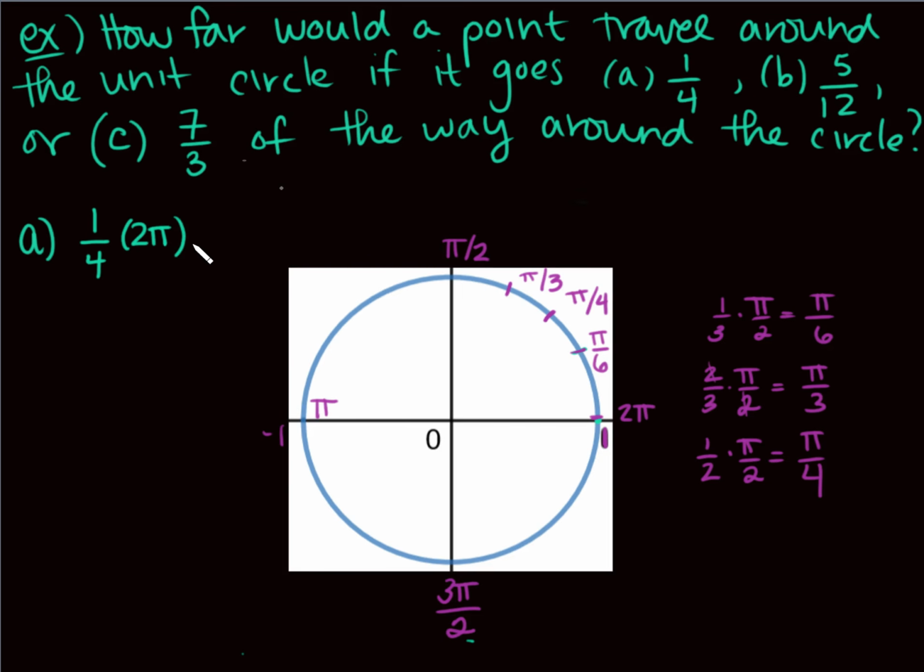So how far have I traveled if I've gone 1/4 of the way around the circle? Well, we know what that is. That's going to be pi over 2. So I've gone pi over 2. What about 5/12? I'm going to take 5/12 times 2 pi. I can kind of cancel here and I get a 6. So let's talk about what this one means. So this says that I'm 5 pi over 6 around the circle.